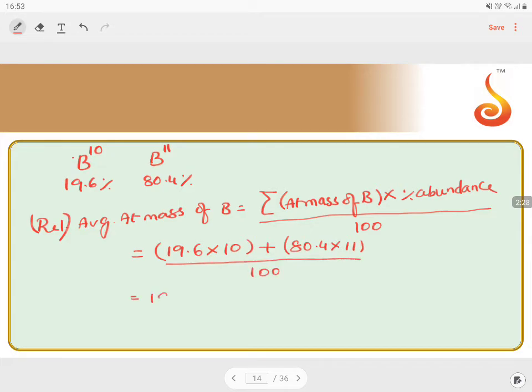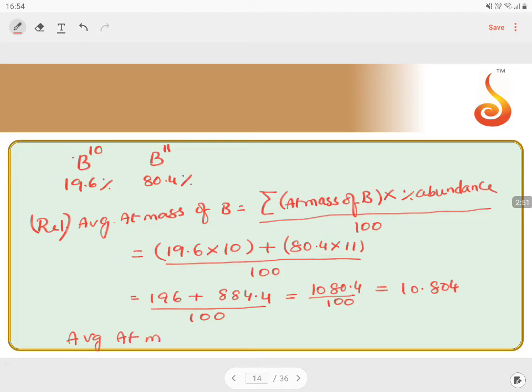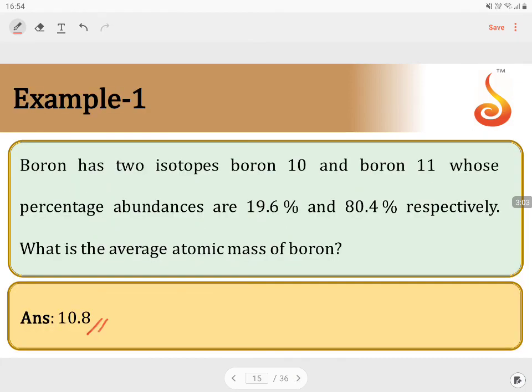which is equal to 196 plus 884.4 by 100, which will be equal to 1080.4 by 100, that is equal to 10.804. So we can say the average atomic mass of boron is equal to 10.8 unified mass, amu. So the answer for this particular one will be 10.8 amu. That comes to be the answer for this particular question.